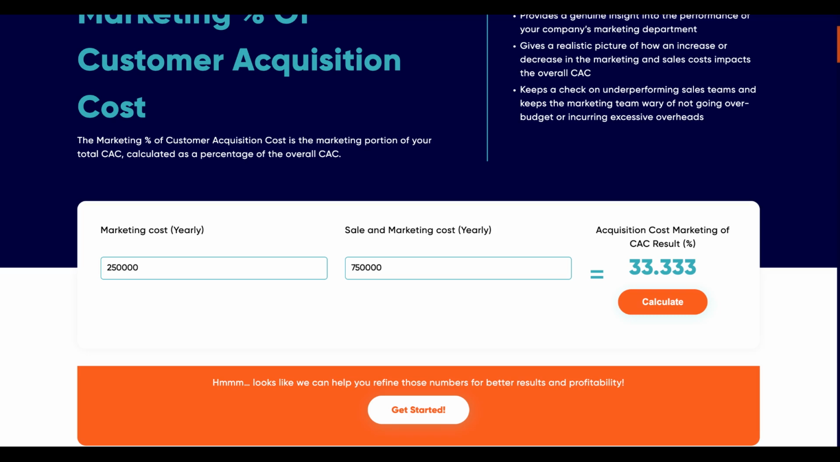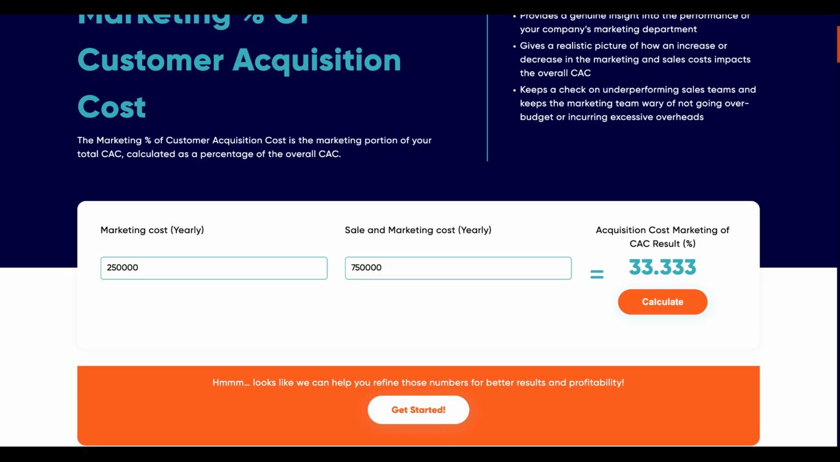So you can think of it like this, like marketing cost is the bait you cast to attract the fish or potential customers, and sales and marketing cost includes the bait, the fishing rod, the time spent reeling in the fish, which is closing the sale and ensuring customer satisfaction.